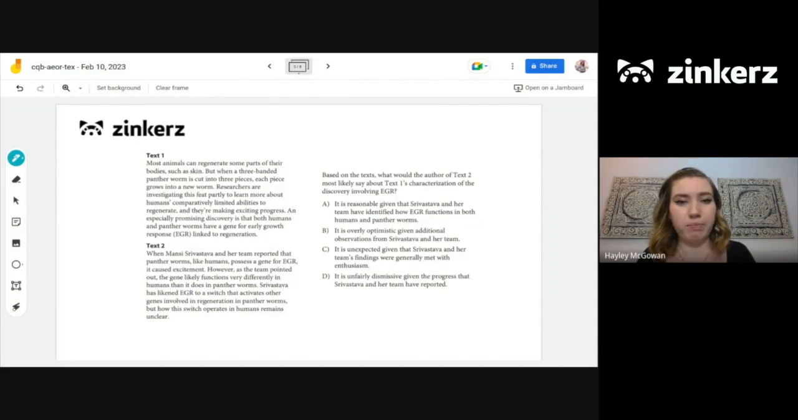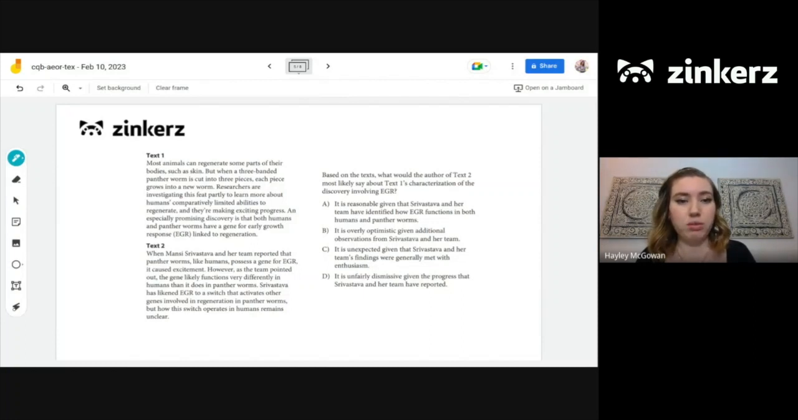Okay, so pausing for a second to think about this one. It seems optimistic about this finding of regeneration, that both these worms and humans have this same gene for early growth response that would allow them to regenerate similarly. Okay, so then text 2.